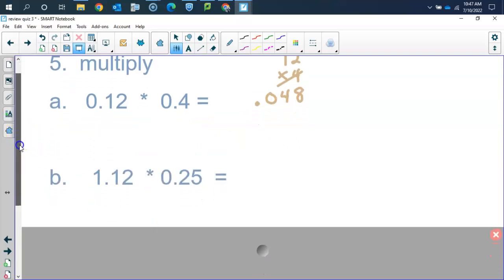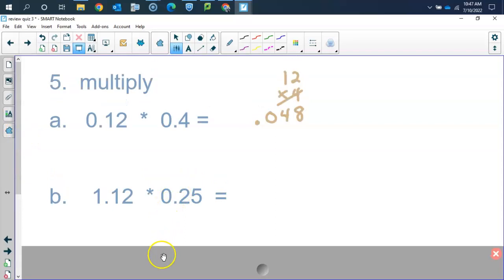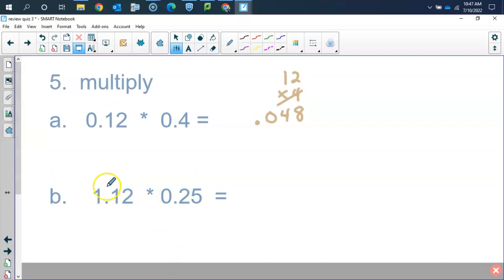Okay, try B. Go. All right, so ignore the decimal places. This will be 112 times 25. Okay, 5 times 2 is 10. So I put a 0 here, carry the 1. 5 times 1 is 5, plus 1 is 6. 5 times 1 is 5.